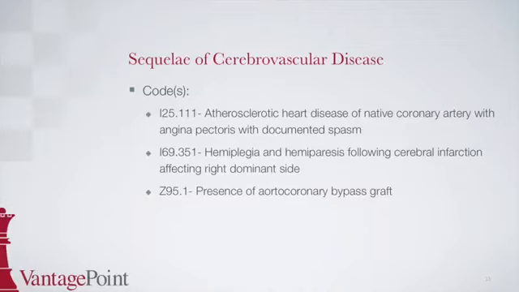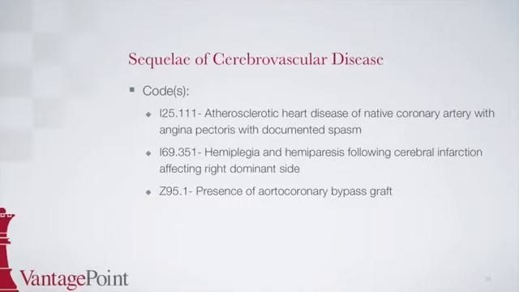When you go to subcategory I-69.35 in the tabular, there are options for right dominant and non-dominant, left dominant and non-dominant side. Since documentation states right-sided hemiplegia, but does not specify the patient's dominant side, ICD-10 says that for this scenario, since most people are right-handed, the default would be dominant. Therefore, I-69.351 for the hemiplegia affecting the right dominant side with the cerebral infarction is appropriate.